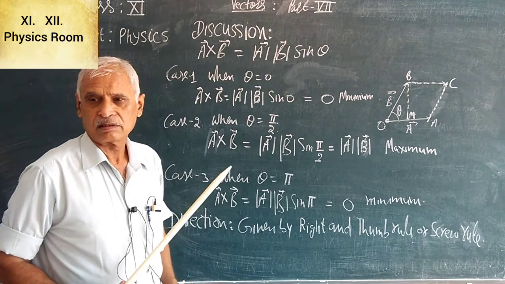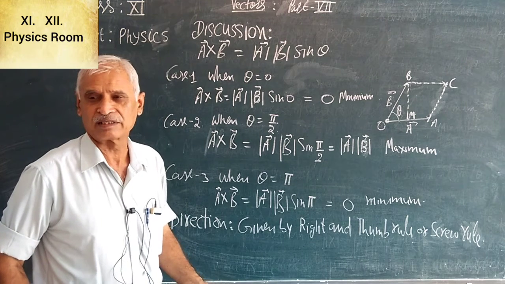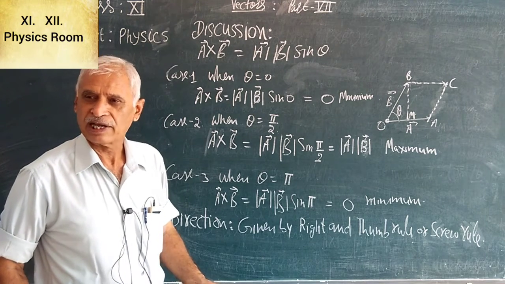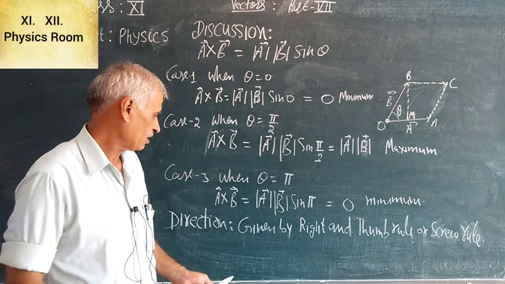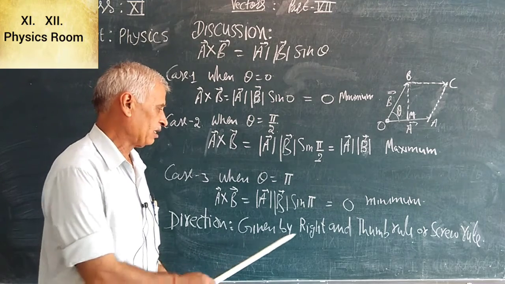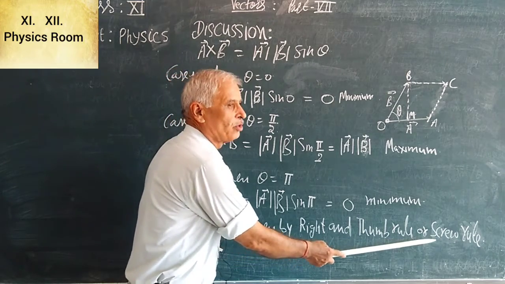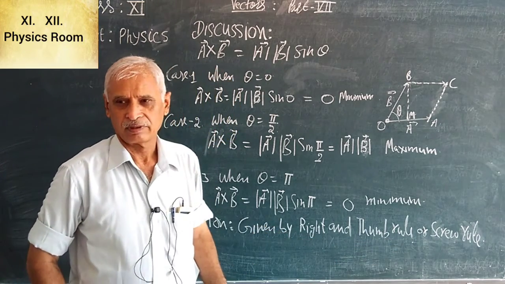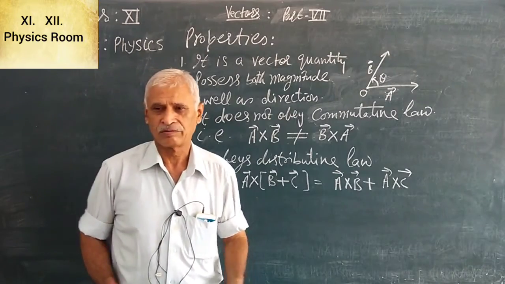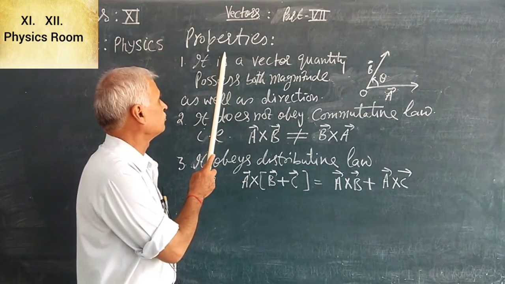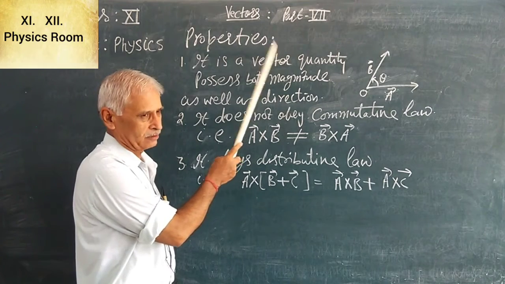Since cross product is a vector quantity, it is a vector product and it has direction. So we have to look into the direction of the cross product, and this direction is given by either the right hand thumb rule or the screw rule. Let us see. Now we come to the properties of cross product, or properties of vector product.